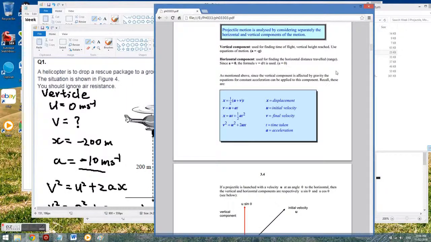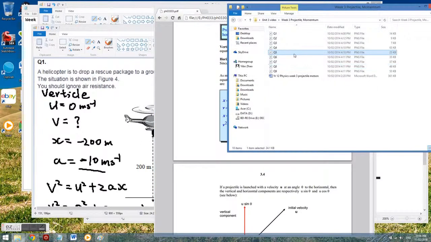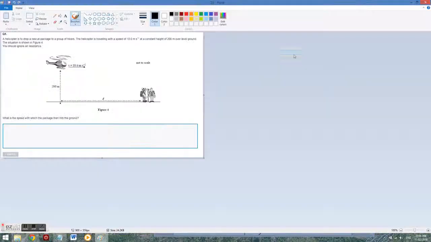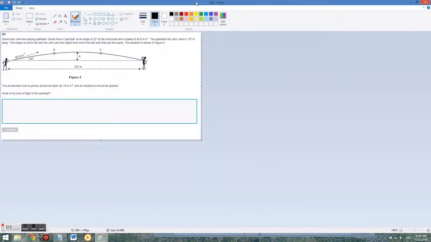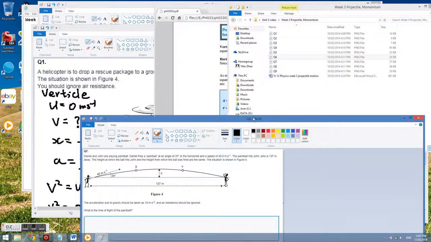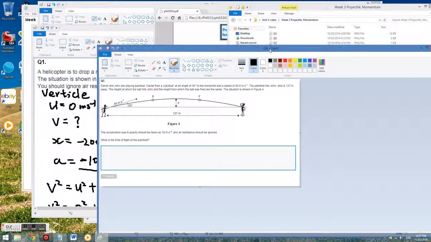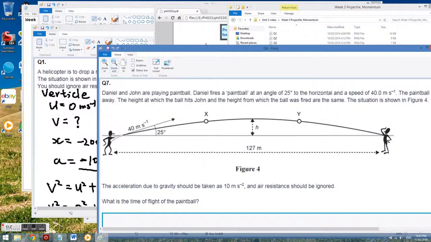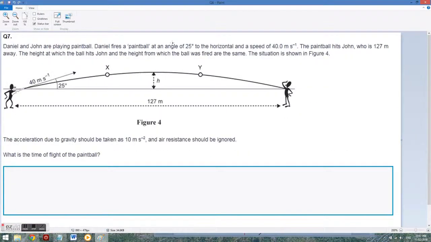Okay, now let's do the next question. We did this question. Okay, now let's do this one. Have a look. This is a two-dimensional projectile question.